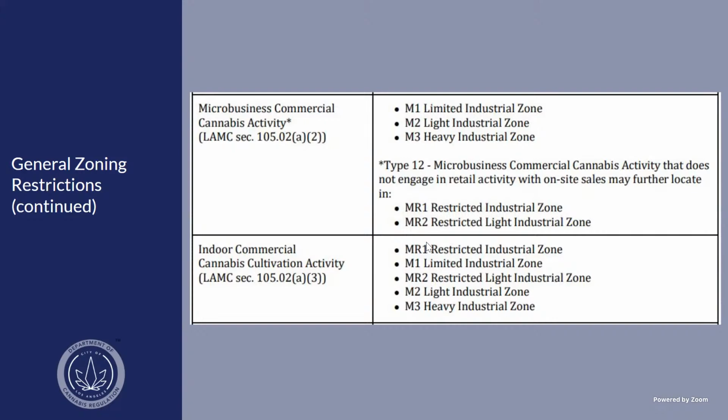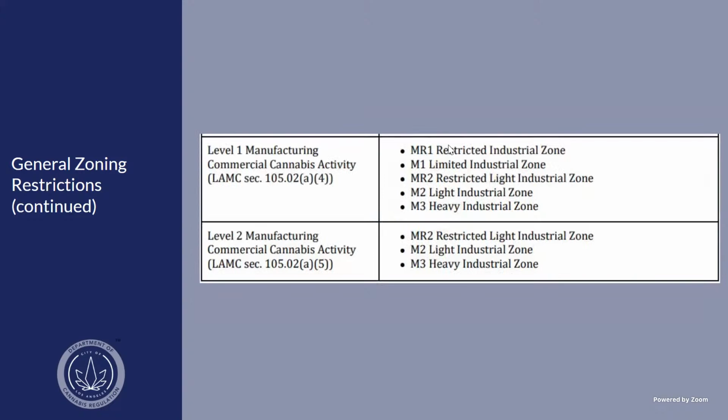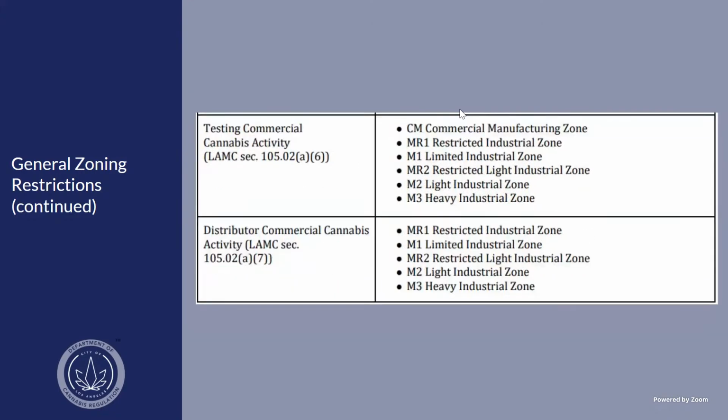For cultivation, you're looking at the MR and M zones. Same thing for manufacturing. For testing, they can be in a commercial manufacturing zone, an M zone, or an MR zone. For distribution, they can be in the M and MR zones.